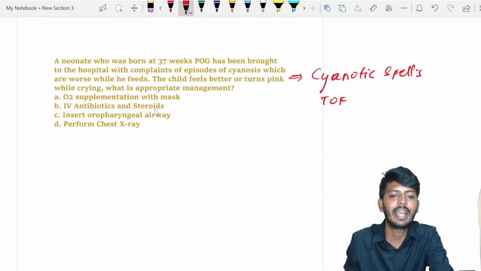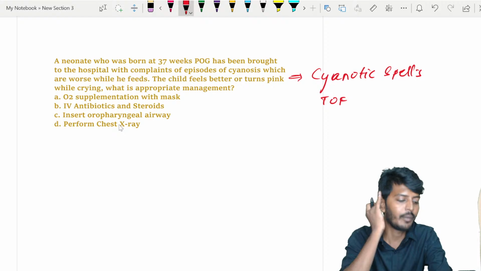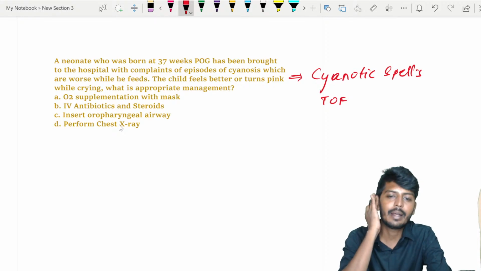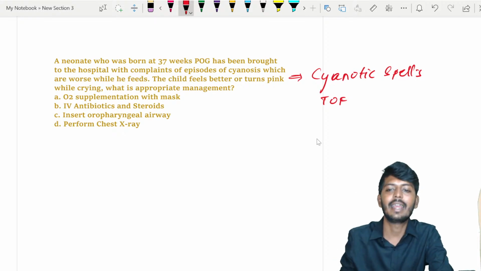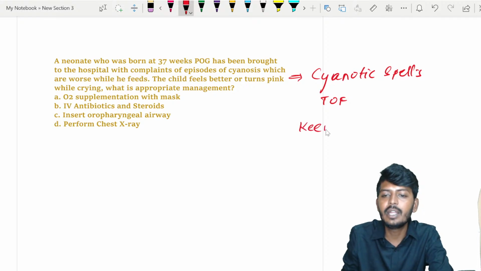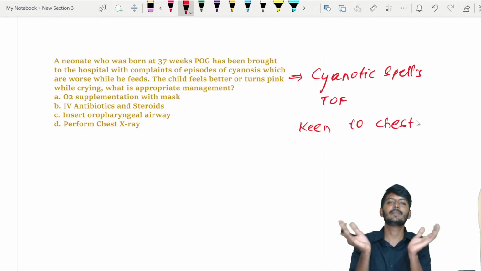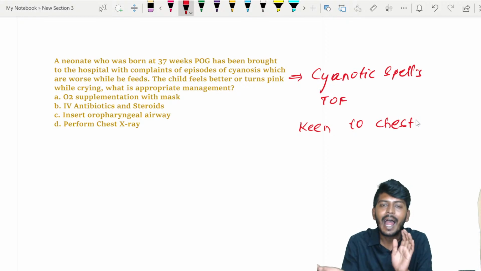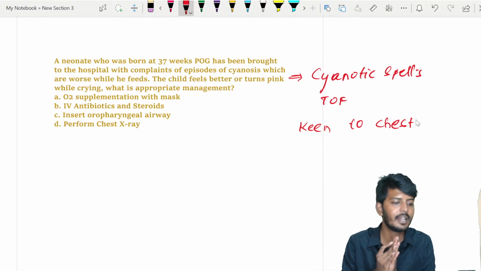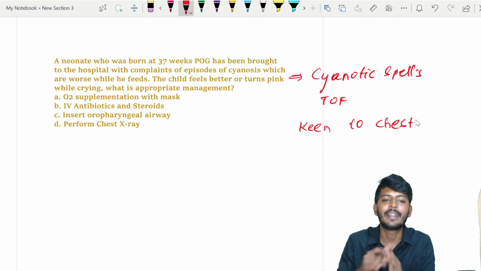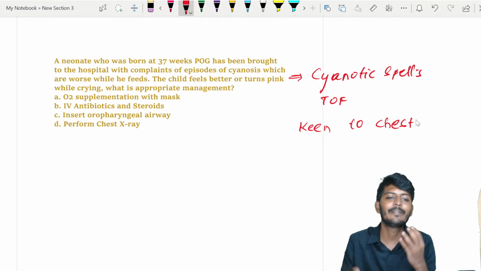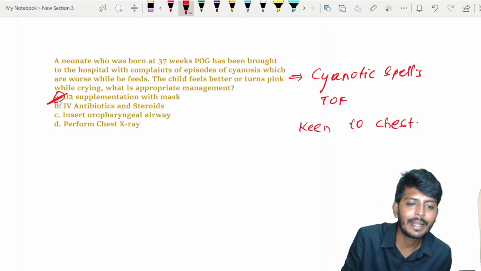O2 supplementation, IV antibiotic, steroid, insert an oropharyngeal airway, perform a chest X-ray. What would you do next? So remember, whenever cyanotic spells are there, we need to do the knee to chest position. What is that? Knee to chest. We need to put the baby's knees closer to the chest, means we make the baby bend and bring the knees closer, and there will be improvement. And the immediate thing you are supposed to do is supplemental oxygen.